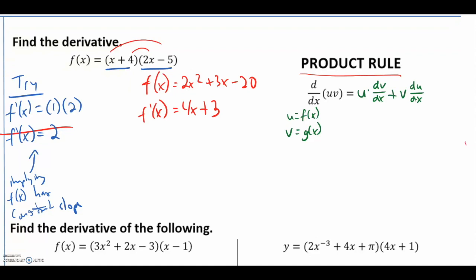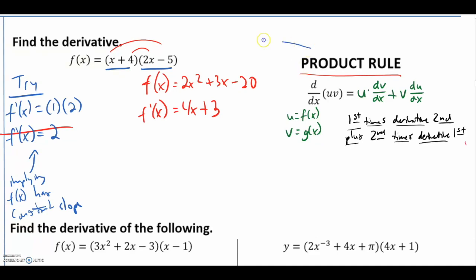And so what I just said, given these two functions, we can take the first times the derivative of the second plus the second times the derivative of the first. And so really all it will come down to is you being able to recognize that you're dealing with the product of two functions. And what we can do now is go back and apply this to our original example. So let's go apply the product rule to our f of x function over here.